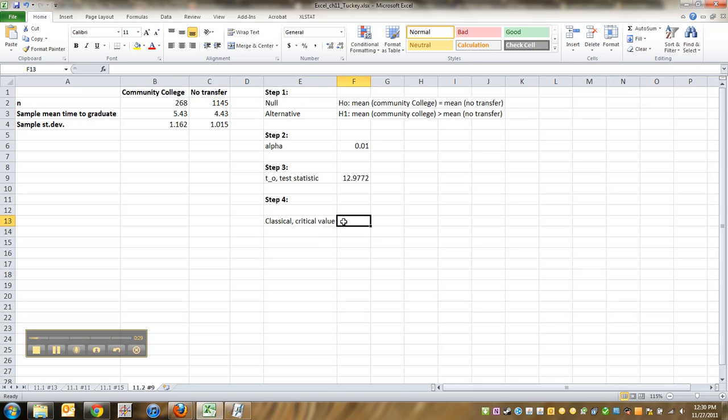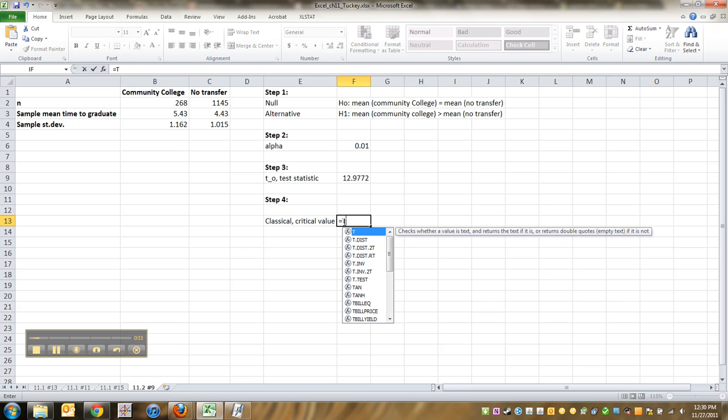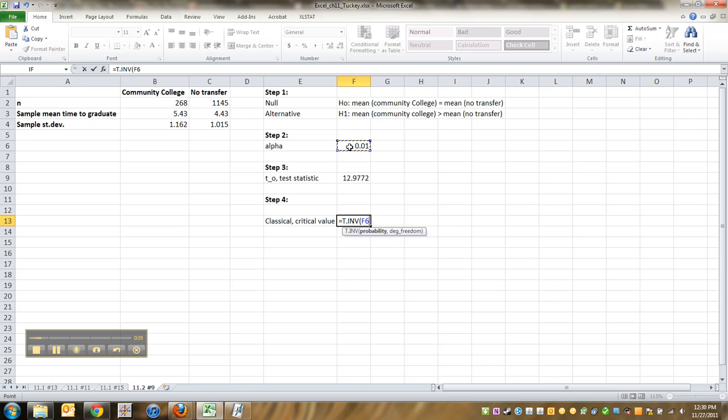Okay, and now this is a t distribution, so it's equal to t dot inverse. And the probability is 0.01. Now my degrees of freedom, I'm going to choose the smaller of these two, which would be 268 take away 1. Oops, okay, well that's not right. It's negative, which I don't really want. I forgot about that. So the t inverse is doing the left-tailed thing.